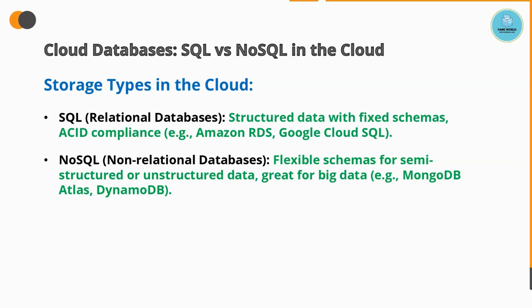Then NoSQL, when we talk about it, is non-relational databases with a flexible schema for semi-structured or unstructured data, great for big data, a huge amount of data. So MongoDB Atlas can be used, DynamoDB can be used. And I will be telling all about it.